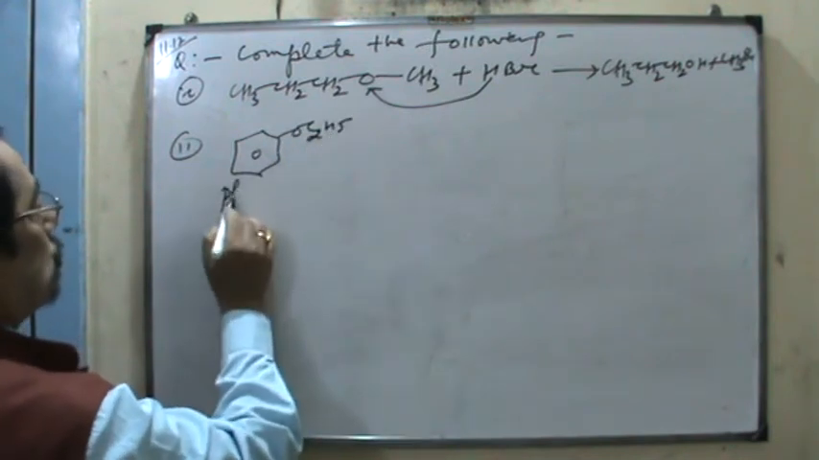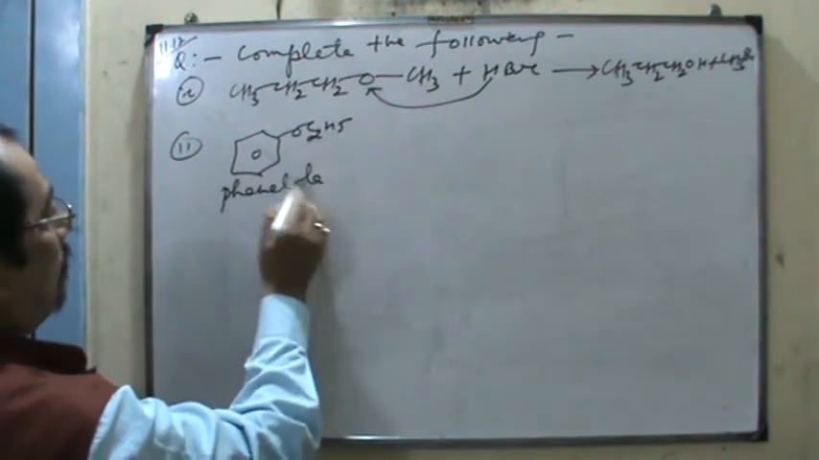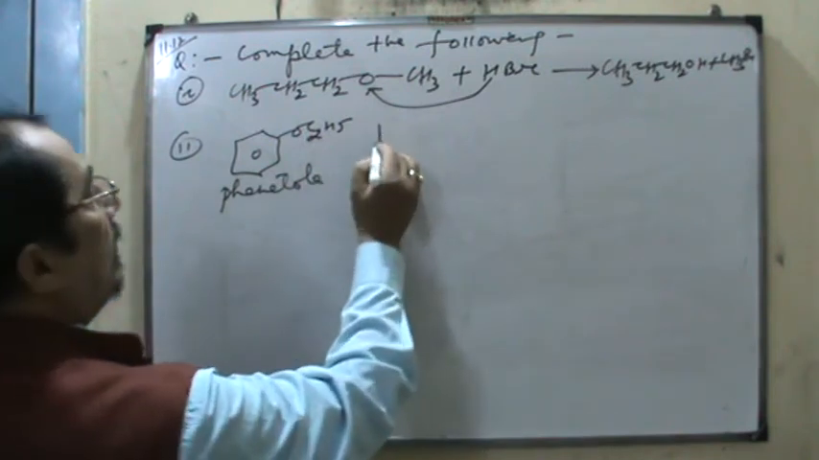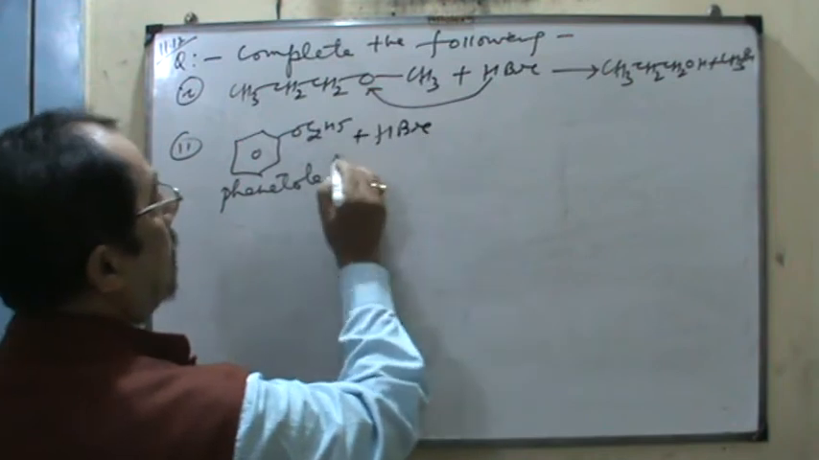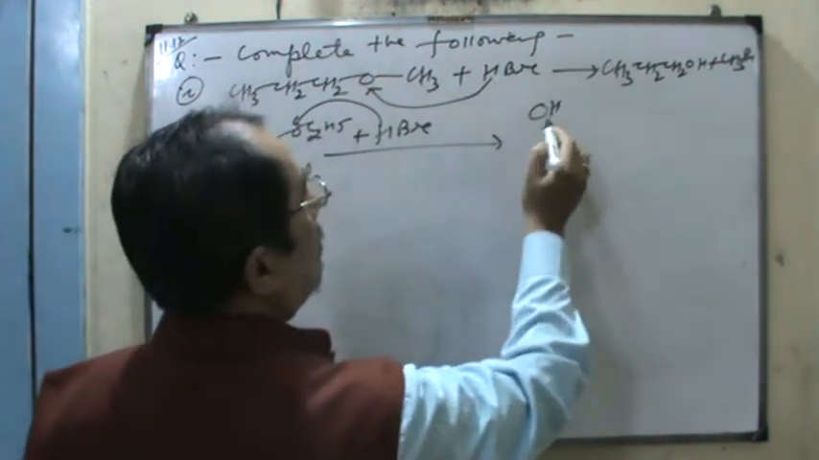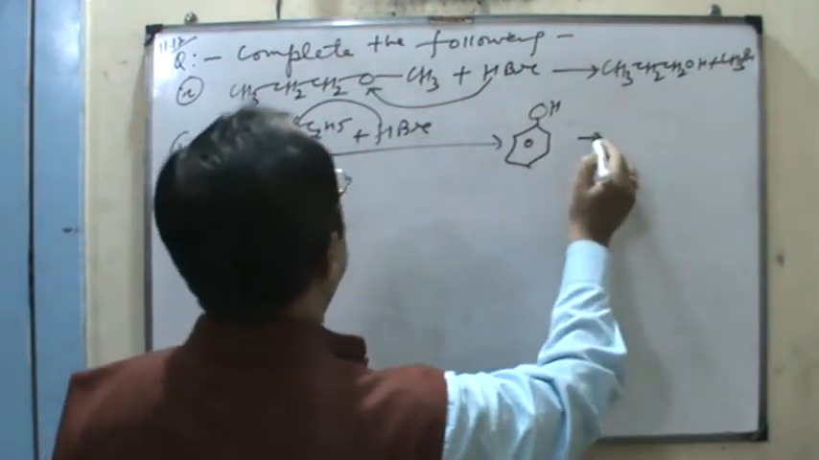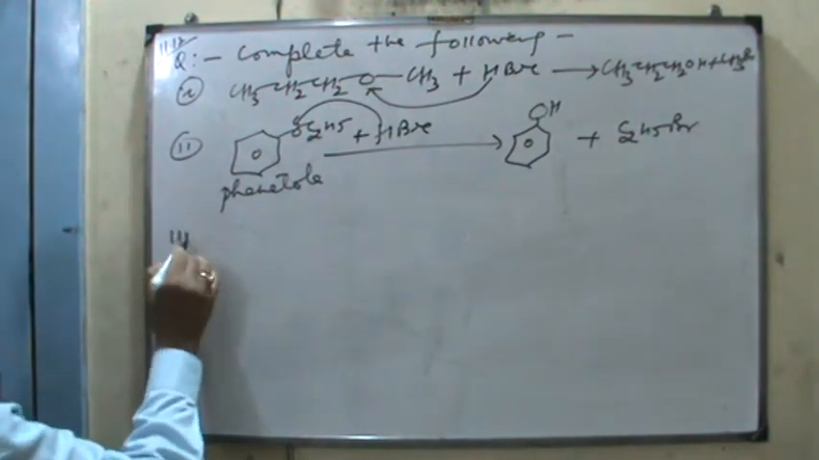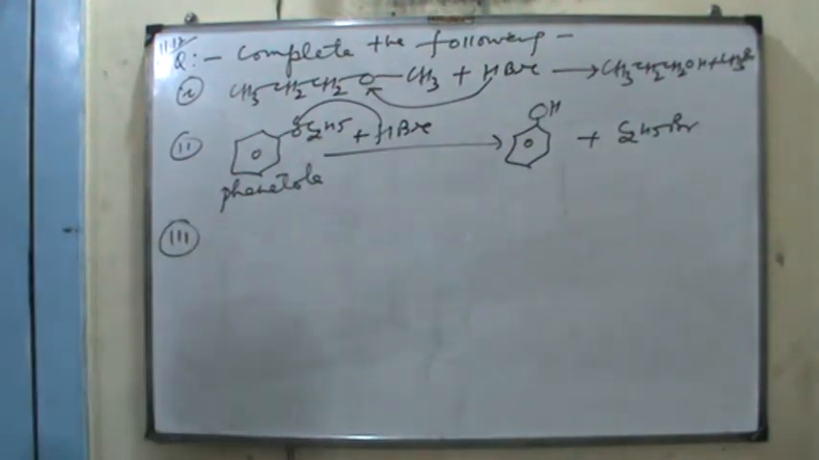C2H5. Actually it is phenetole, or ethoxybenzene. Now it is treated with HBr. Tell me, anybody, the product formed. H will be there. Phenol is stabilized by resonance, and then C2H5Br is obtained. The third question from your book.